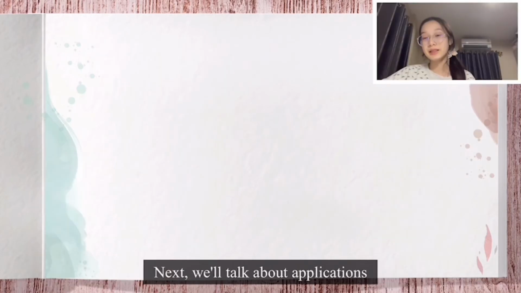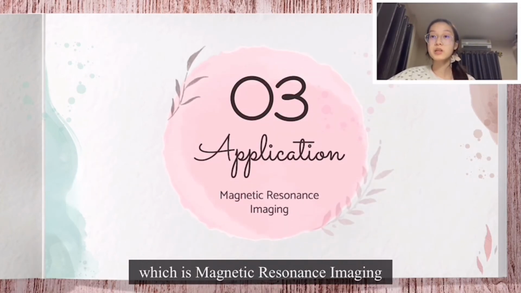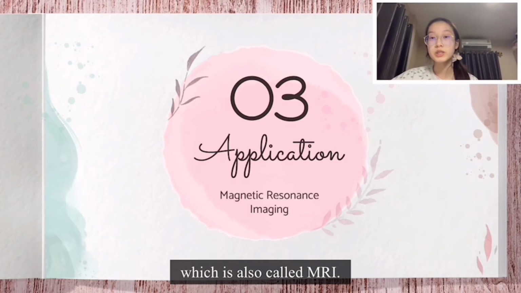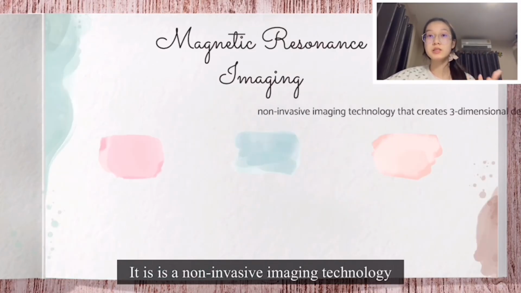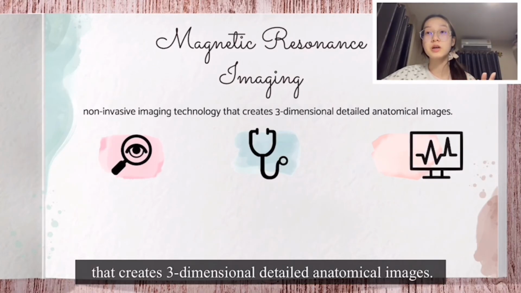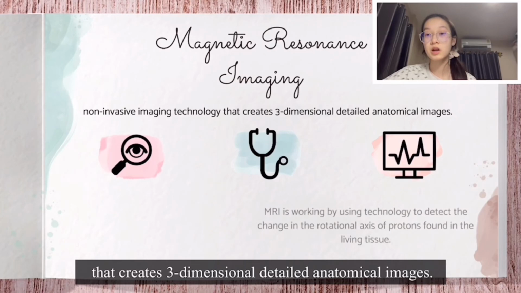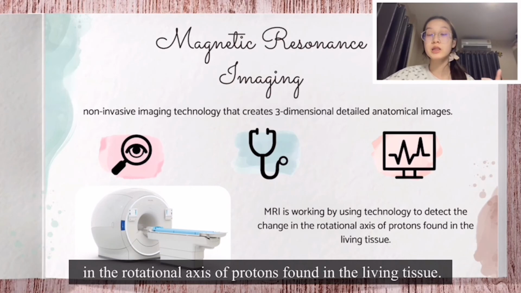Next, we will talk about an application, which is magnetic resonance imaging, also called MRI. It is a non-invasive imaging technology that creates three-dimensional detailed anatomical images. MRI works by using technology to detect the change in the rotational axis of protons in living tissue.